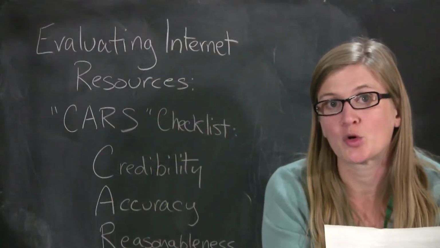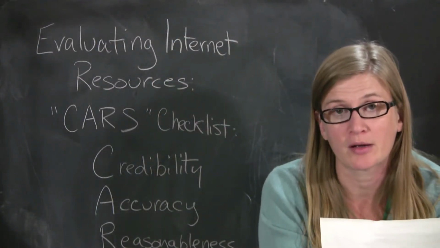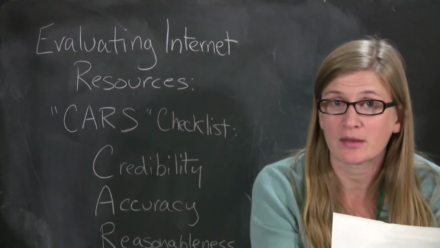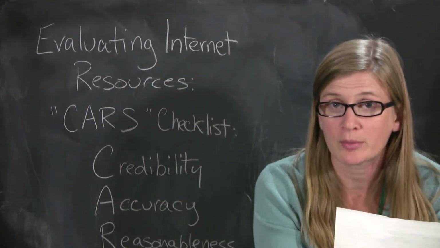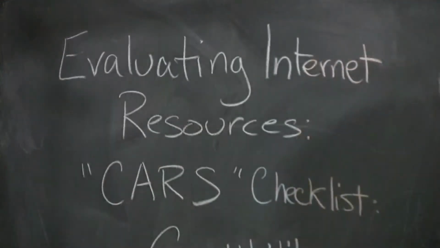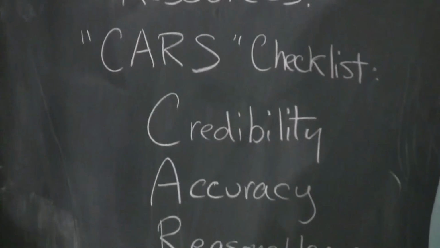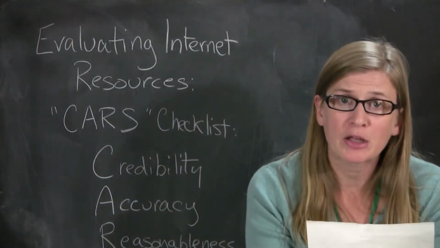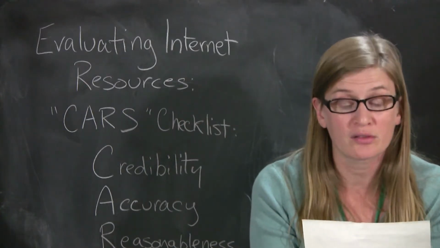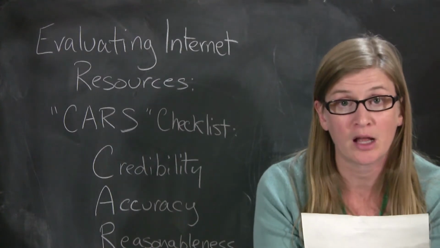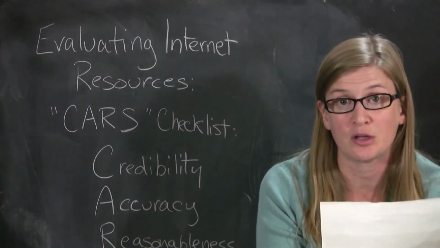I'd just like to put in a quick word about information you may come across on the internet. Experts recommend that you evaluate every website that you might use for personal information or research. I wasn't sure personally how to do that. One acronym I came across that was really useful was CARS. It stands for Credibility, Accuracy, Reasonableness, and Support. If you enter Evaluating Internet Resources or CARS checklist into a search engine, you'll come up with useful information that can help you evaluate the internet resources you might find.